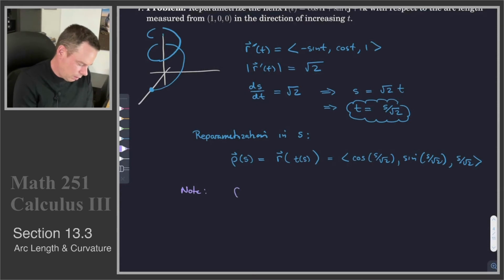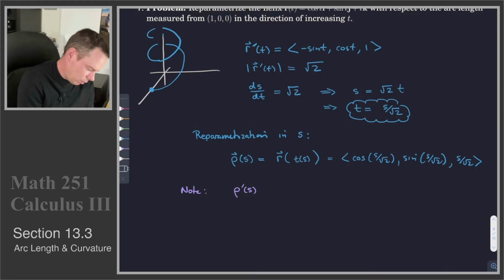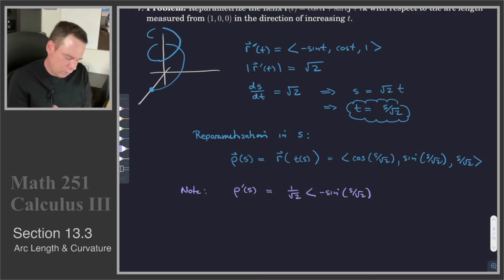If we take its derivative with respect to s, then we get these root 2's coming out front. So I get all of these 1 over root 2's in front of everything. And the derivative of cosine is negative sine of s over root 2. So I take the derivative of cosine, I get a negative sine. The derivative of the inside, which is s over root 2, is 1 over root 2, so I've brought that out front. Take the derivative of the next one.